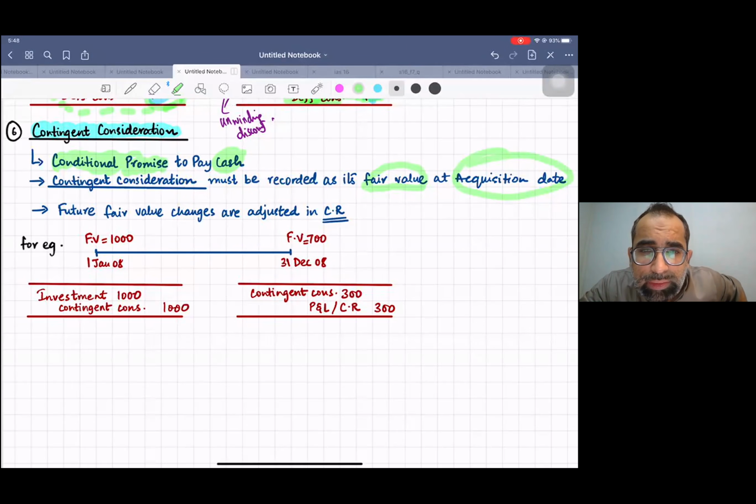One student has asked a question about the legal cost to acquire. All professional costs to acquire at the time of acquisition go in P&L. Simply, P&L means CR. Parent company's P&L means CR.